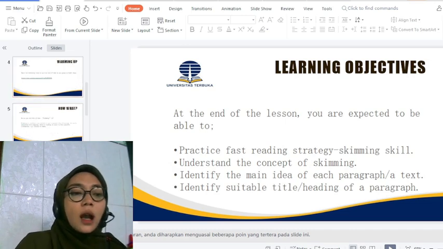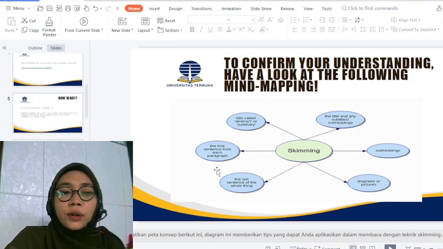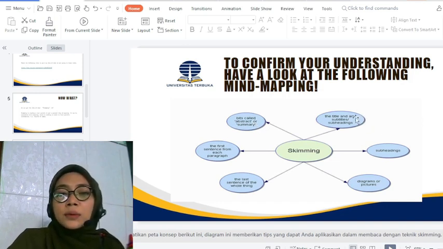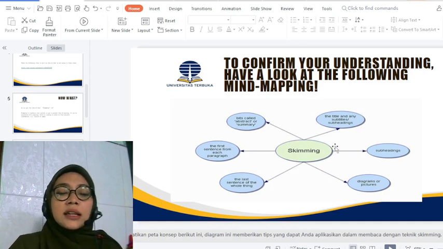What we can do in the skimming technique, the step that you can do first, is read the first sentence from each paragraph, or you can also read the last sentence of the whole thing. And then the second one, read the abstract or the summary of a text, and then you can also identify subtitles or subheadings on each paragraph, and also diagrams or pictures available in the text.